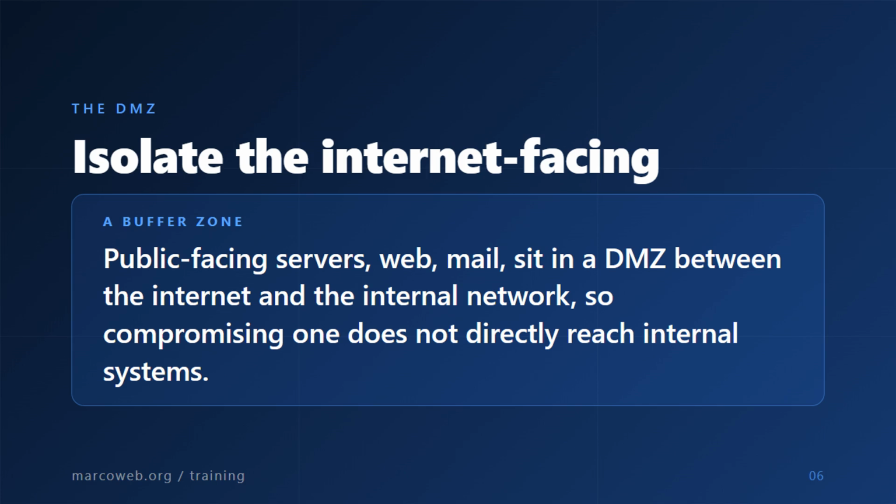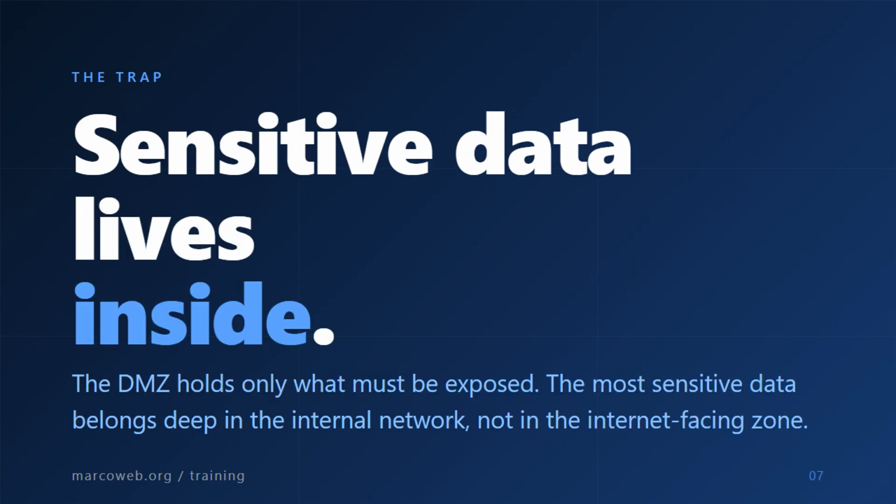A specific, heavily tested piece of architecture is the DMZ, the demilitarized zone, a buffer zone between the internet and the internal network where internet-facing servers, web, mail, public applications, are placed. They must be reachable from the internet, which makes them exposed, so isolating them in the DMZ means compromising one does not directly reach the internal network. And the exam's trap here is to suggest the DMZ is where sensitive data lives. It is the opposite. The most sensitive data belongs deep inside, and the DMZ holds only what must be exposed, kept away from everything that must not.